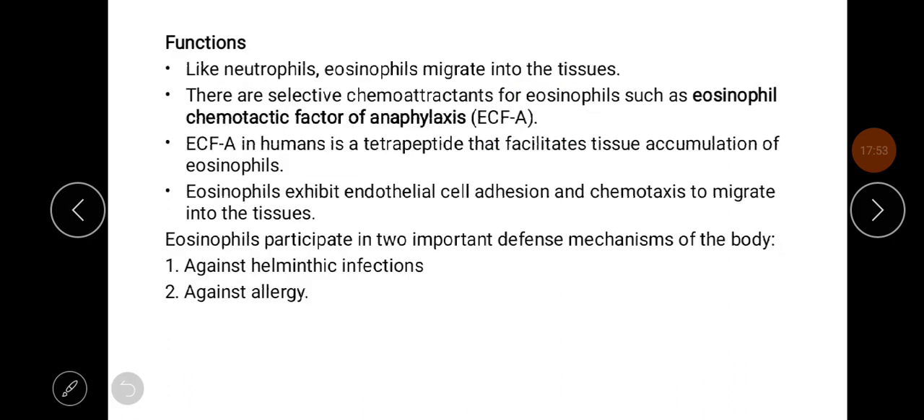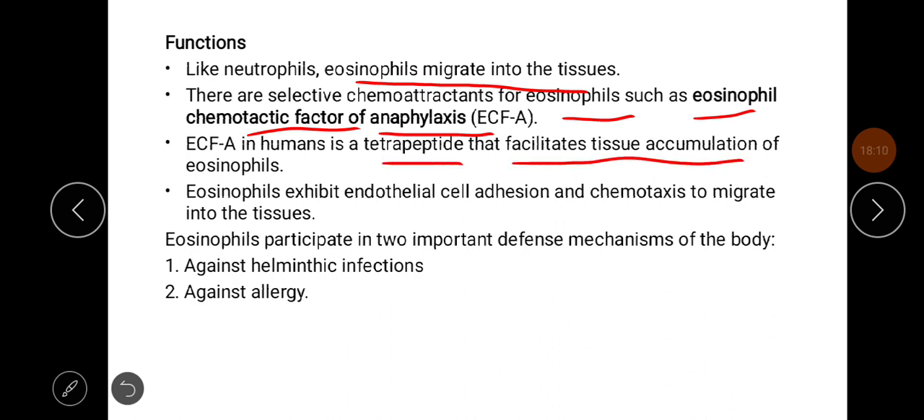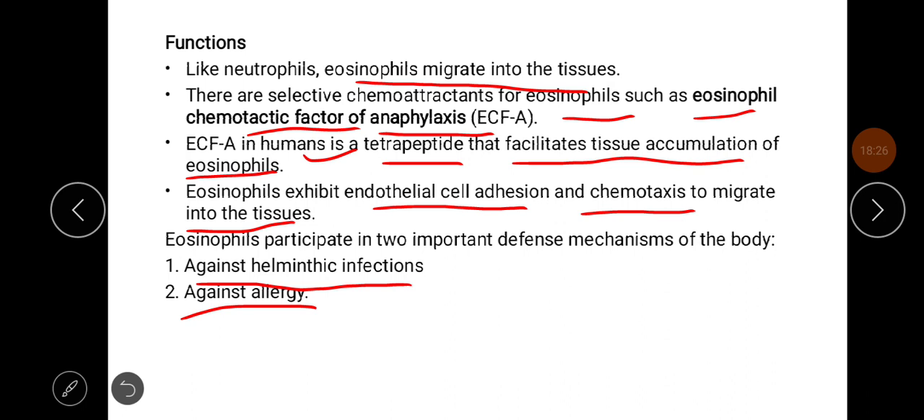Like neutrophils, eosinophils also migrate into the tissues. There are selective chemoattractants for eosinophils such as eosinophil chemotactic factor of anaphylaxis. So ECFA in humans is a tetrapeptide that facilitates the tissue accumulation of the eosinophils. Eosinophils exhibit endothelial adhesion and chemotaxis to migrate into the tissue. Eosinophils participate in two important defense mechanisms of the body, that is against helminthic infection and against allergy.